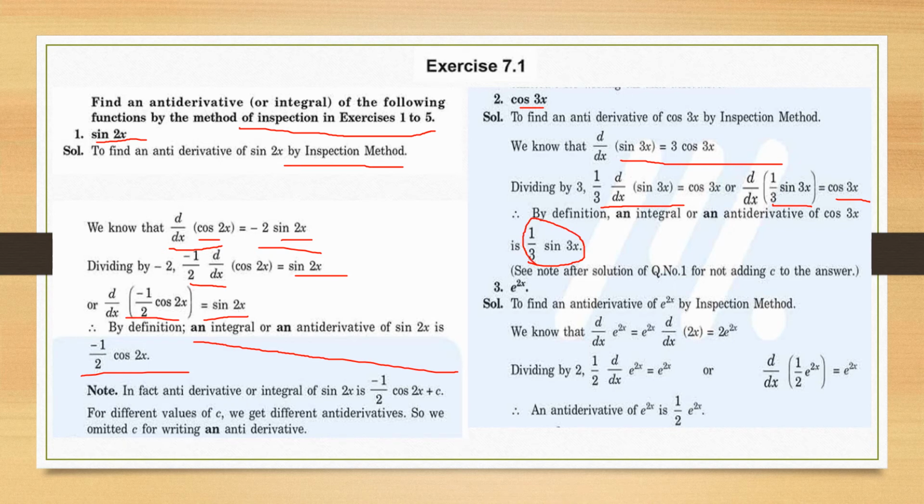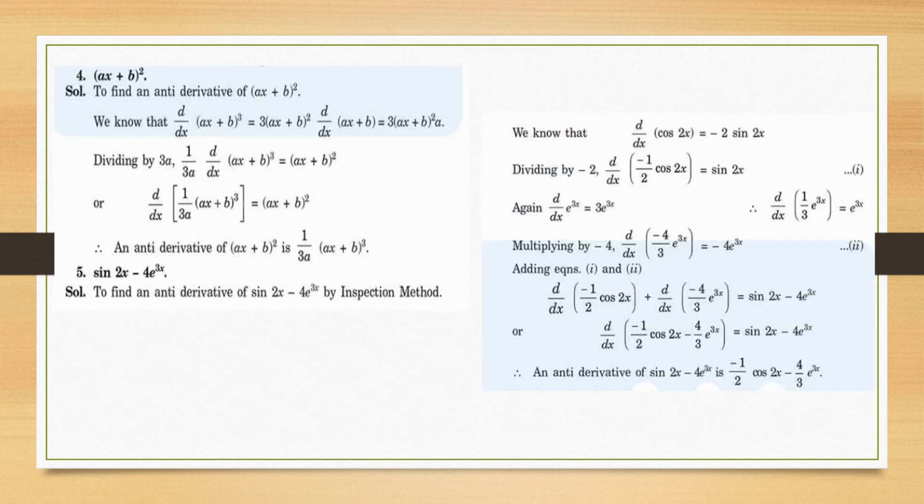e raised to power 2x, the derivative is 2e^(2x). So again divide by 2. I'll get d/dx of half e raised to power 2x is e raised to power 2x. So the antiderivative of e^(2x) is e raised to power 2x divided by 2. Now number 4 is (ax plus b) whole square. So you know the antiderivative of (ax plus b) whole square, I'll go for one more power.